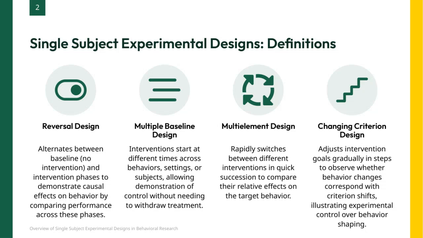Let's talk about four key types of single subject experimental designs. First, the reversal design. This one involves alternating between a baseline phase, where no intervention is applied, and an intervention phase. By comparing behavior during these phases, we can clearly see the causal effect of the intervention.